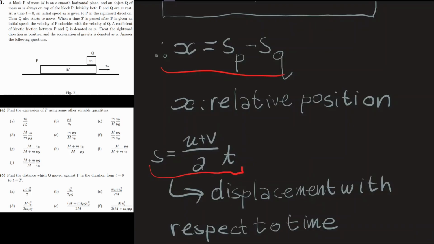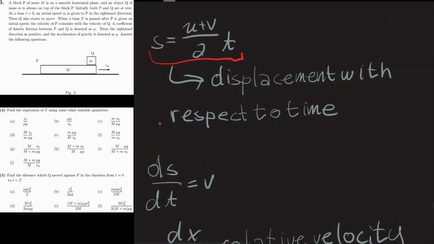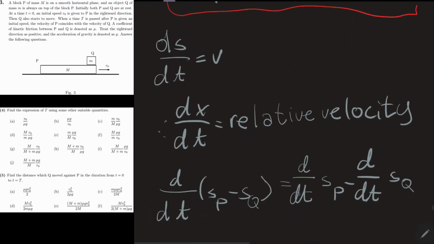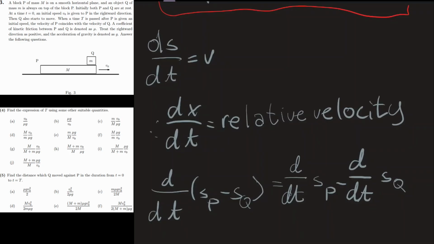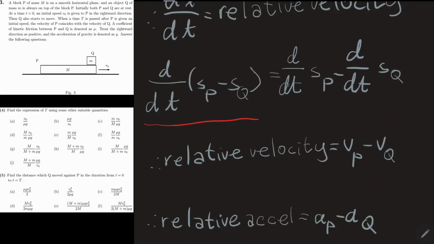So instead, what we'll do is find the relative velocity first. So remember, we find the displacement with respect to time, and the derivative of the displacement with respect to time gives you the velocity with respect to time. So if we take the derivative of the equation for relative position, or relative displacement, we can find the relative velocity. And so you find the relative velocity is just equal to the velocity of P minus the velocity of Q.